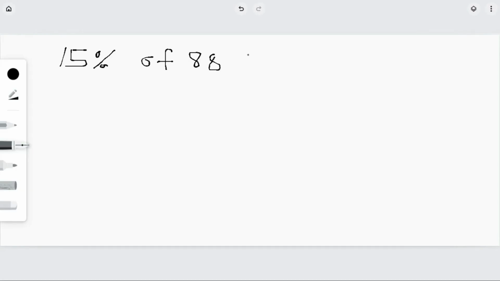Now we are in front of the board, and the first example that I told you we are going to solve is to find 15% of 88. So the first step is that you change this "of" to multiplication. You understand? So that will be 15% times 88. That's the first step.